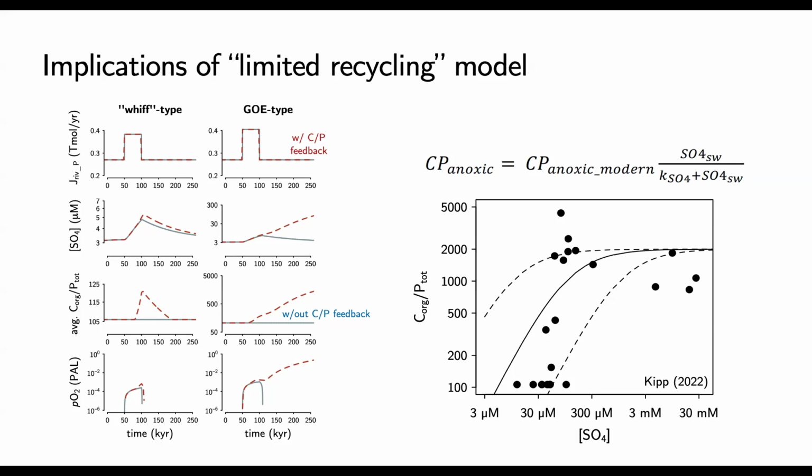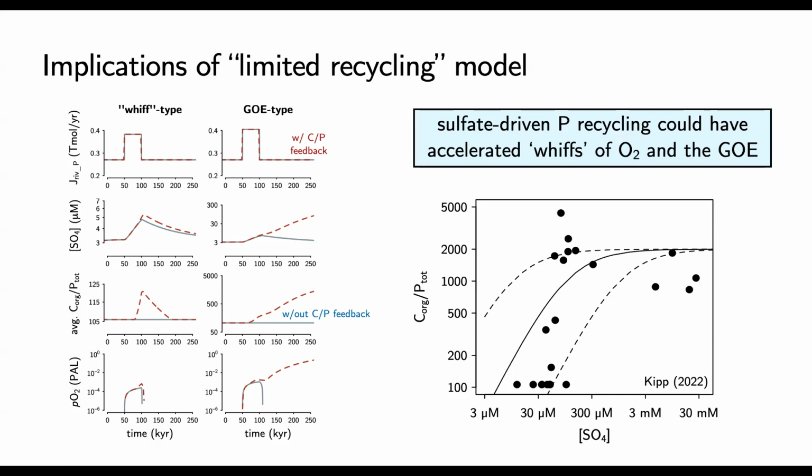So this would either mean that in the case of a whiff of oxygen, this feedback is giving you a stronger whiff because the sulfate delivered through oxidative weathering gave you more phosphorus recycling, more productivity. Or what I think is most neat is that in the GOE type event, that feedback is the difference between a whiff and pushing you to this runaway accumulation of oxygen to the point where you're buffered then by oxidative weathering, which is by definition what we would consider the GOE. And so I think this is a feedback that would push us towards the GOE occurring.